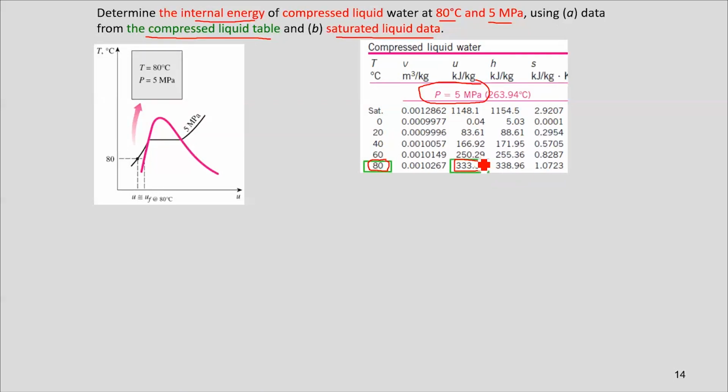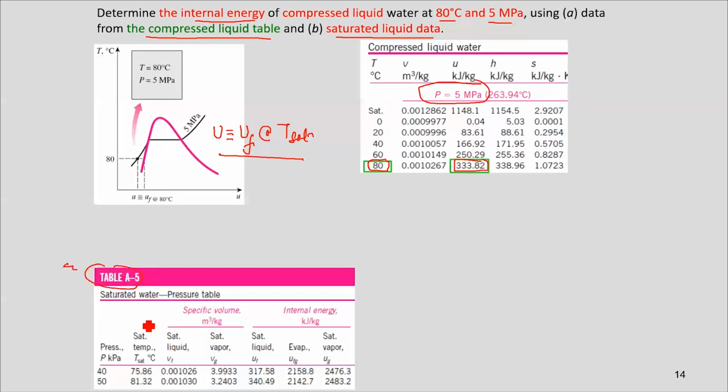Then moving on, if you have to use the approximation, now the approximation is that U is essentially approximated as Uf at the saturation temperature. So your temperature is 80 degrees centigrade. You need to find out where you have 80 degrees centigrade at the saturation temperature. So you'll go to table A5 that lists down the saturation temperatures, and you see 80 degrees falls between 75 and 81, 75.86 and 81.32. So you'll use these two temperatures and the internal energy values to formulate your table.